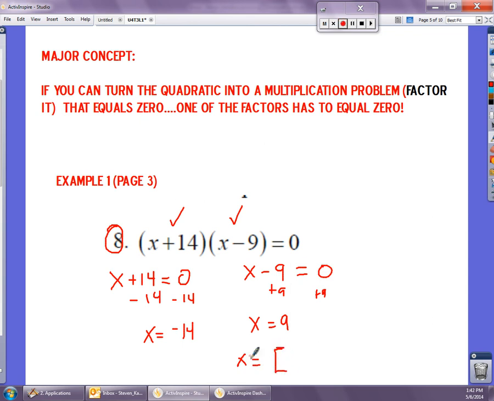So I can write this in set form, meaning the answers to x are either negative 14 or 9. These are the two solution sets. This is the solution set. These are our two solutions for x.